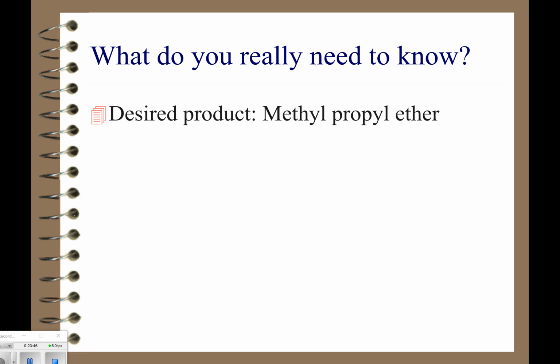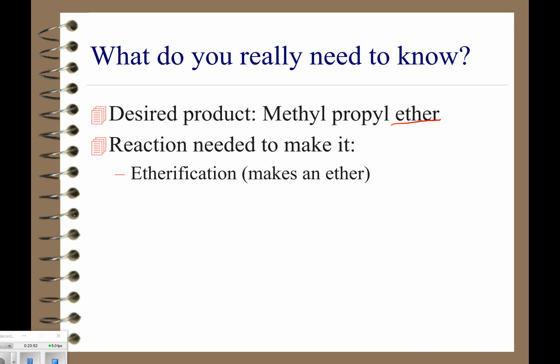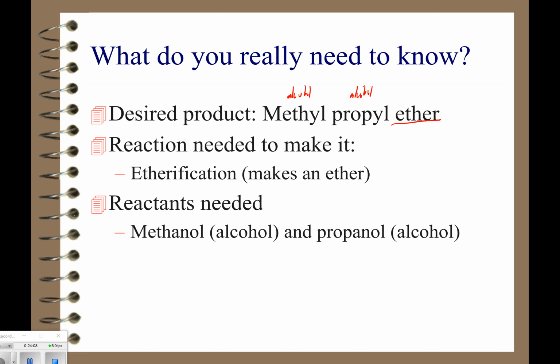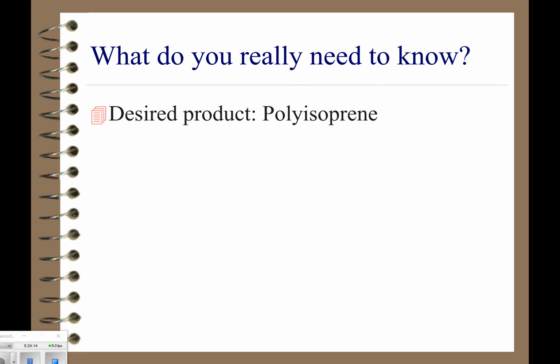Desired product, methyl propyl ether. The ending of this one helps indicate what reaction we need, and this would be etherification. That's going to make our ether. And these are going to require 2 alcohols. We have a methyl and a propyl. And these are just going to be simple alcohols, methanol and propanol. And we'll remove a water when we combine the 2 of those together.